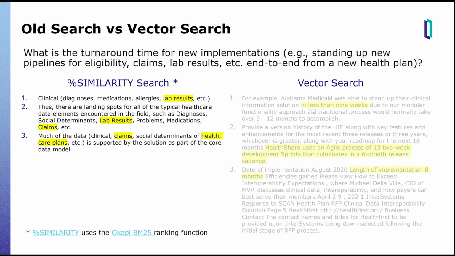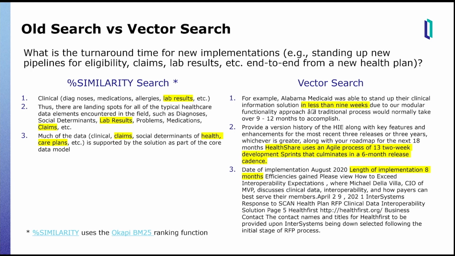In contrast, with vector search, we can capture the meaning and context of the query, and it can output relevant results that are semantically similar to the query. So here we see the top results include examples of an implementation that took less than 9 weeks, or an example of how health share typically culminates in a 6-month release cadence.